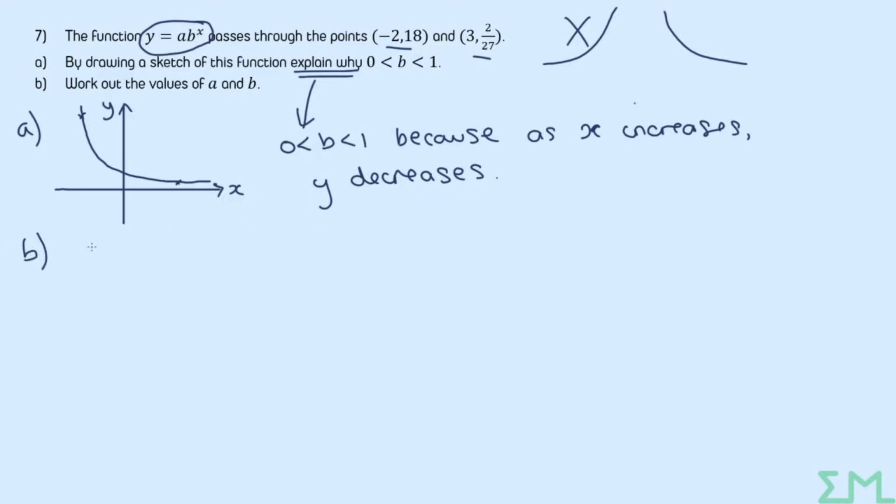Alright, part B, from algebra again, much like the last question, so we'll jump straight into that. We've got 18 equals a times b to the negative 2. That's point 1. Point 2, let's label them quickly, 1, 2. We've got 2 over 27 equals a times b to the power of 3.